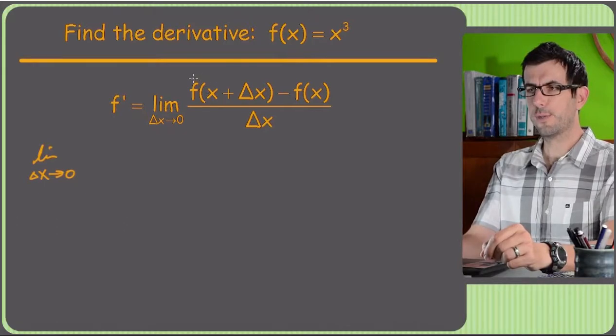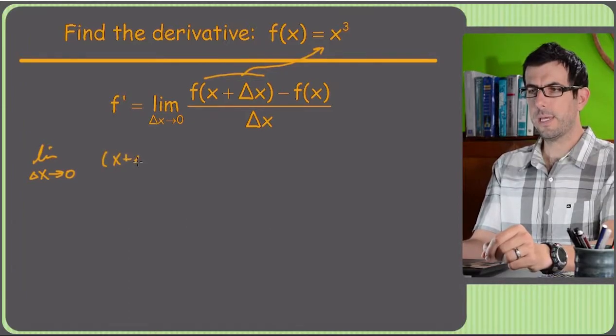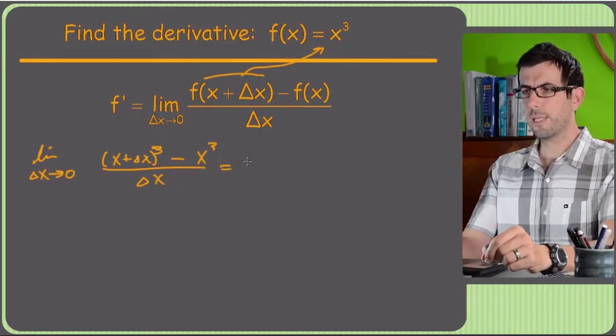Alright, so the first thing we got to do is plug in x plus delta x right there. So we got x plus delta x cubed. Then we subtract f of x, which is x cubed. And all that's over delta x. Alright, so cubing that.